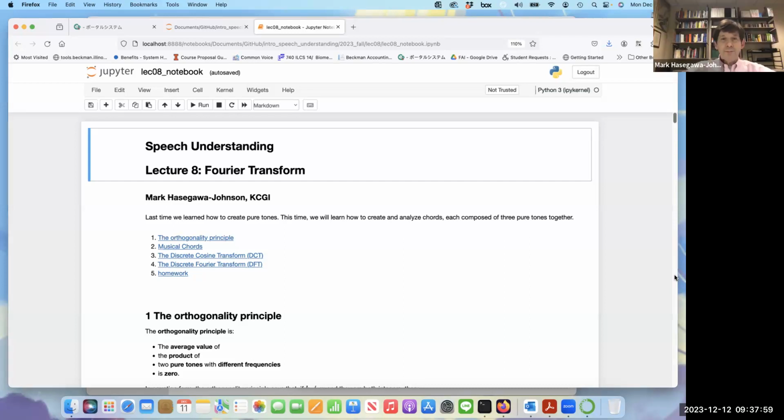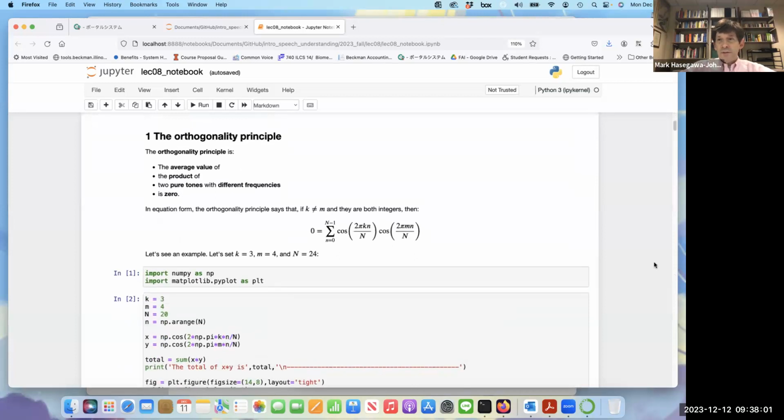Okay, thank you. So first of all, the basic concept underlying the Fourier transform is something called the orthogonality principle. Orthogonality really means perpendicularity. It means two lines are perpendicular to one another. But this is sort of a metaphor.